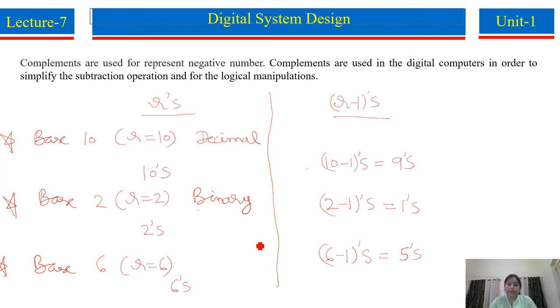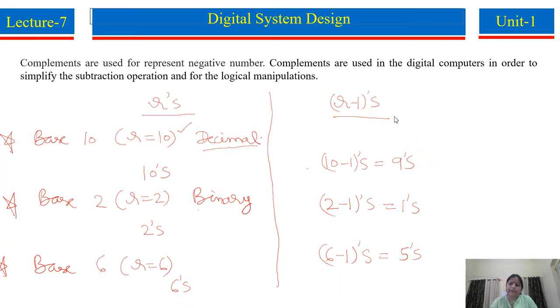So for example, if I have radix 10, radix 10 means we say decimal number system. So we calculate two complements of the decimal number system, that is 10's complement because r's complement, and the second one is 10 minus 1, that is 9's complement.